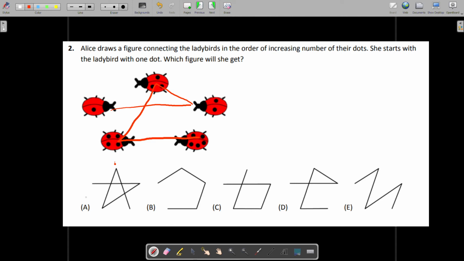Option A does not match our figure, so option A is ruled out. Letter B does not match our figure. Letter C does not. Letter D does match our figure, but we'll review that. We'll review letter E and then we'll come back to option D. So letter E does not look anything like our figure, meaning option D is the correct answer.